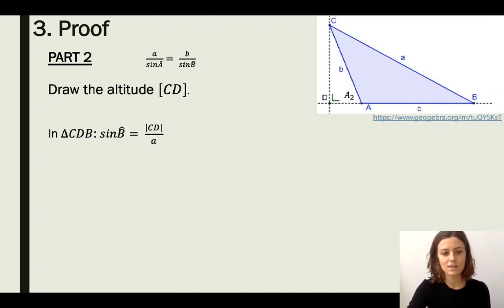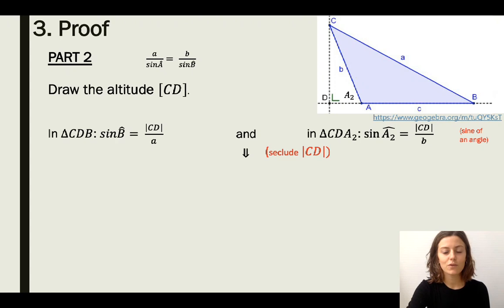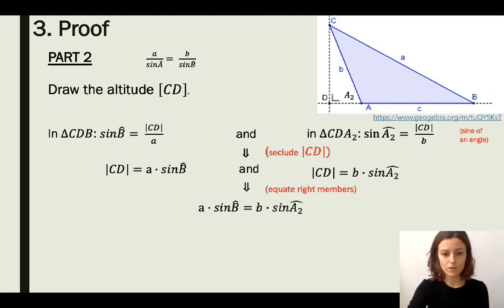In triangle CDB, sine of B equals CD over a. And in triangle CDA2, sine of A2 equals CD over b. This once again because of the definition of a sine of an angle. If we now isolate CD, CD equals a times sine B, and CD equals b times sine of A2. If we equate the right members, a times sine of B equals b times sine of A2.